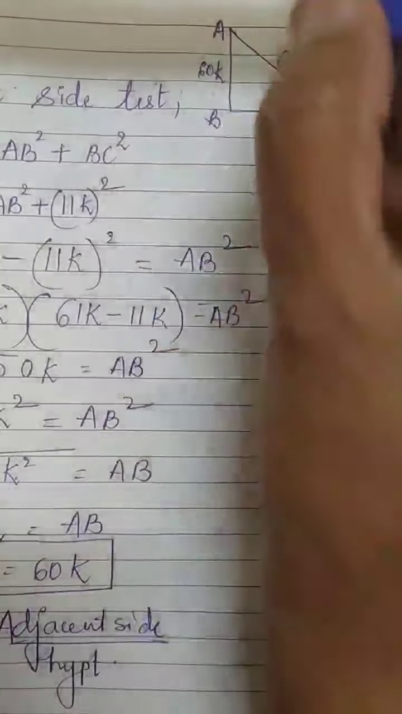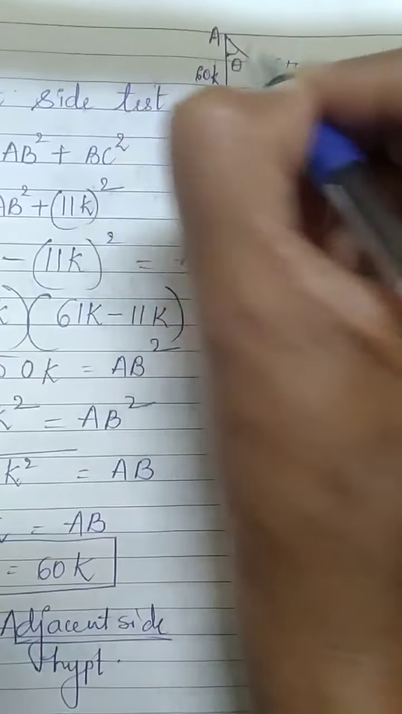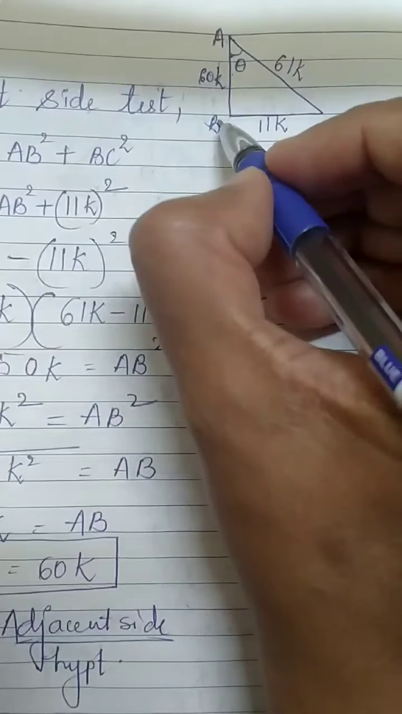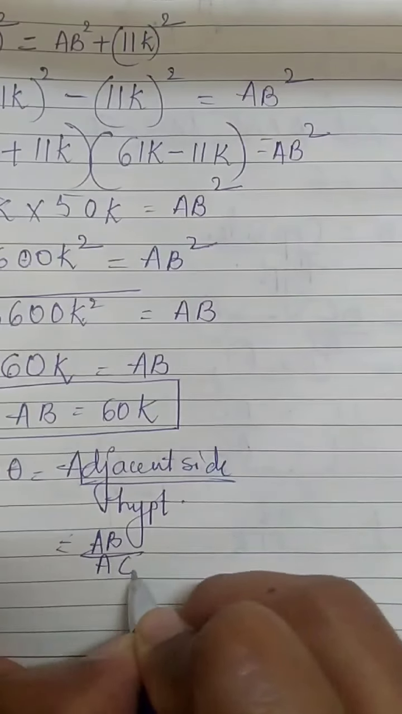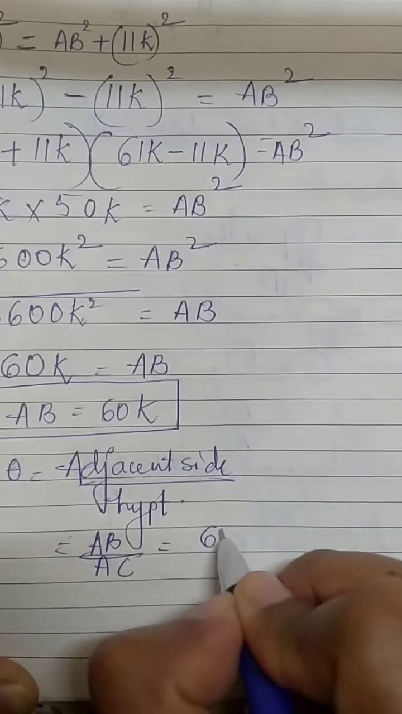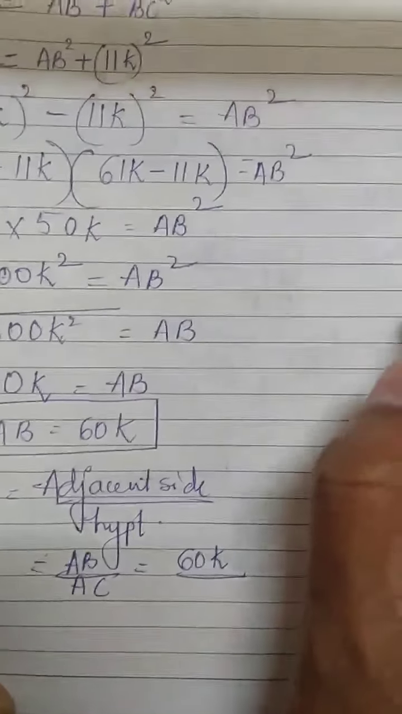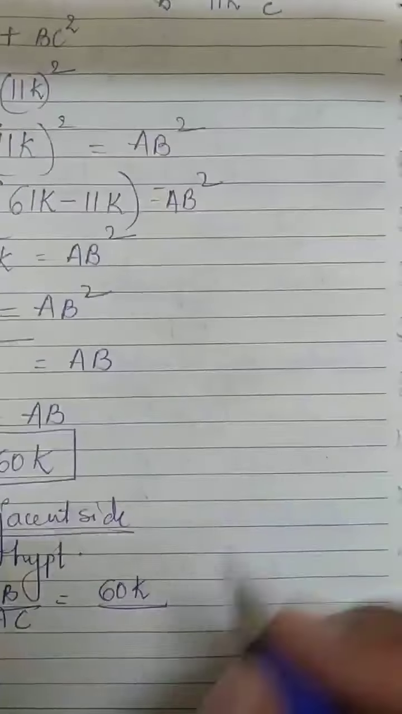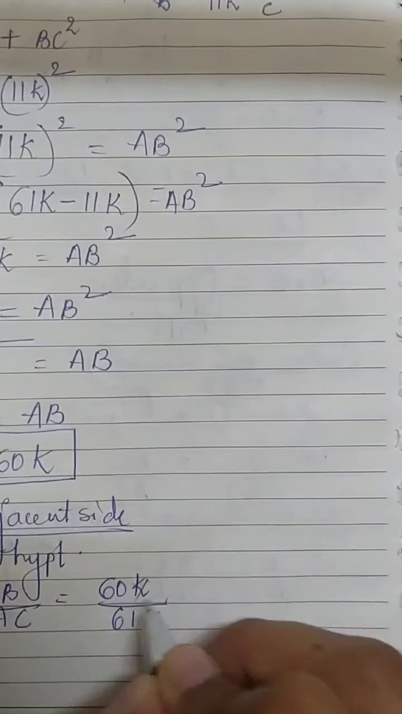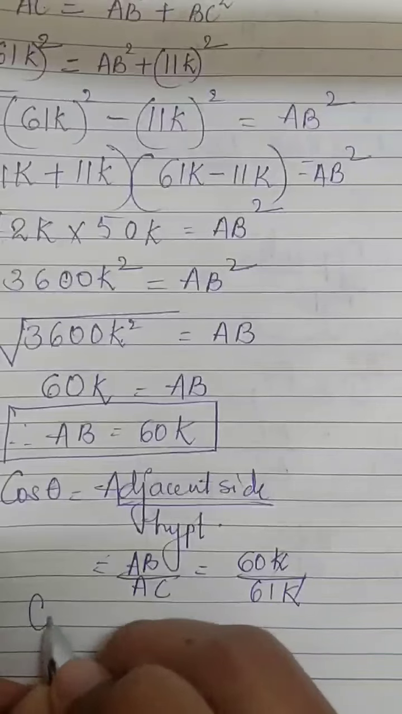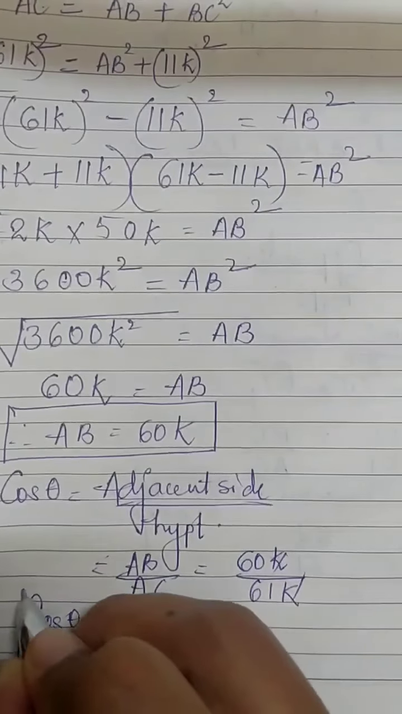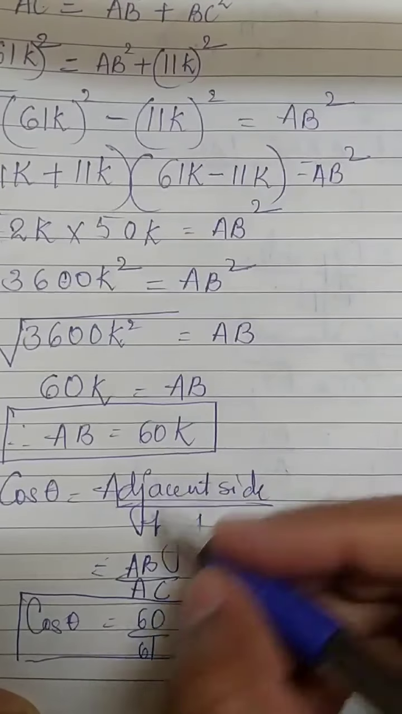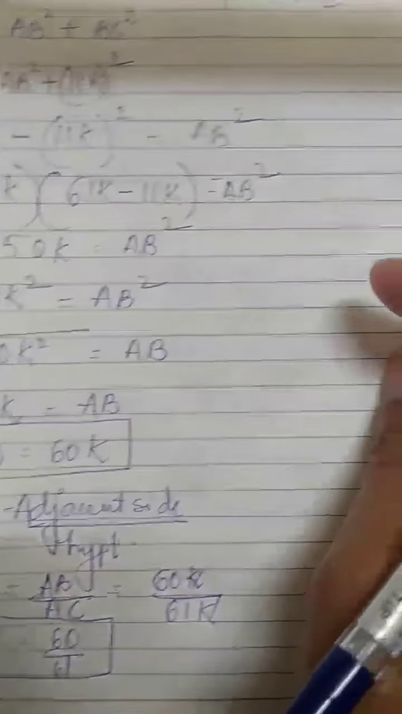Where is theta? This was theta that we considered. For theta, adjacent side is AB and hypotenuse is AC. So AB upon AC, which is equal to AB we got 60K and AC was 61K. K cancel. So we got cos theta is equal to 60 upon 61. Value of this trigonometric ratio cos theta is 60 upon 61.